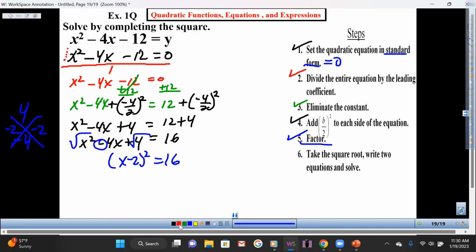Okay. Next, we need to leave x by itself. So it says here, take the square root to get started. So I take the square root of this side. Whatever I do to one side, I do to the other. We got x minus 2 equals plus minus 4.